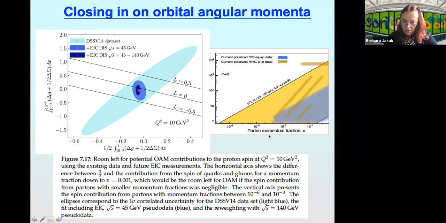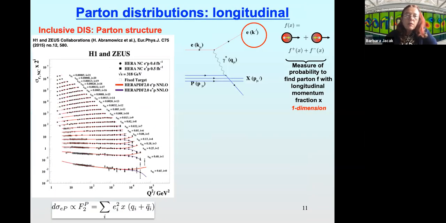If you look here on the right, that shows the reach at the EIC. You can see that this triangle here below x of 10 to the minus 3 is what's going to allow us to go from this aqua ellipse to these blue, much, much smaller area circles. And that's important because if it ain't in the quarks and nor in the gluons, the spin's got to be carried by the orbital angular momenta of the particles. Of course, parton distributions will tell us something about that also.